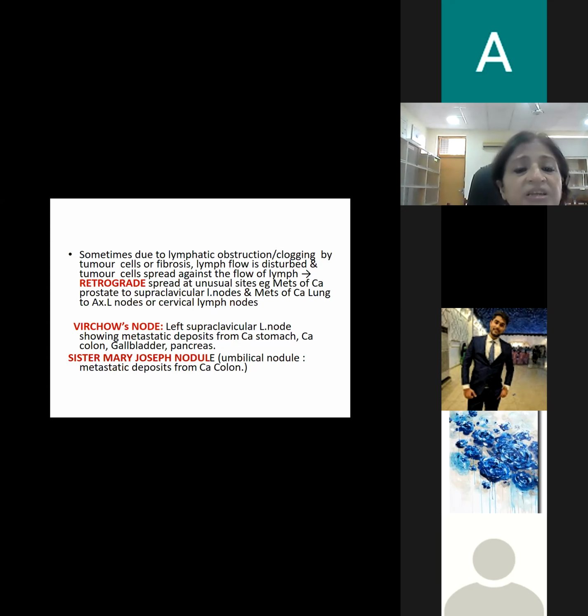Now, what is a Sister Mary Joseph node? It is an umbilical nodule. Umbilicus के गिर्द एक nodule होता है, and it is basically a metastatic deposit from cancer of the colon. Now, why is it named Sister Mary Joseph node?